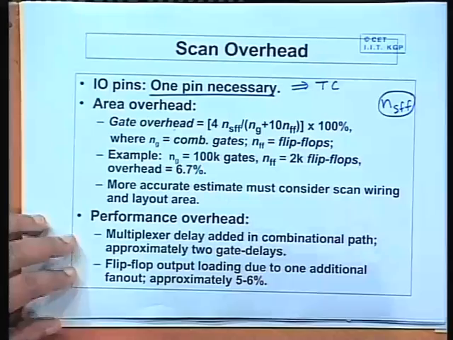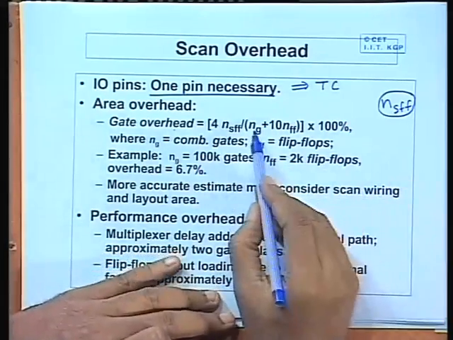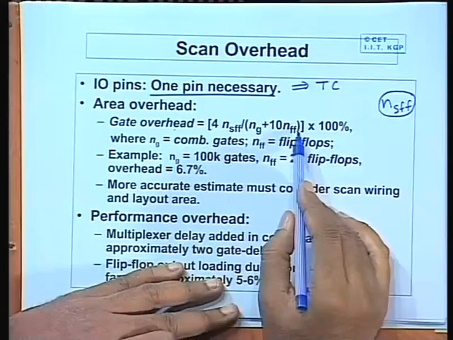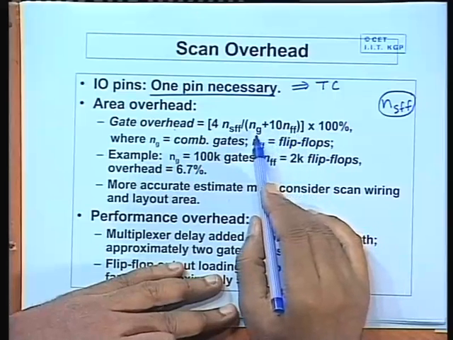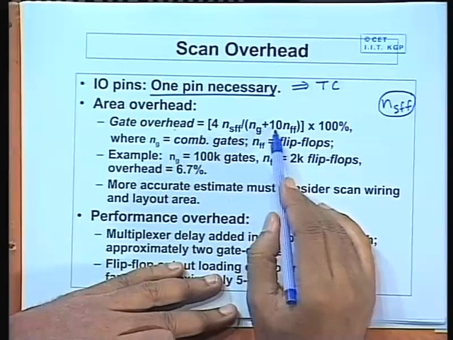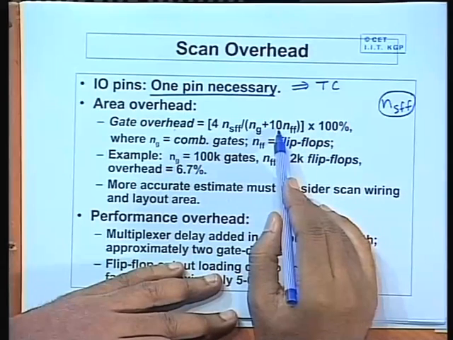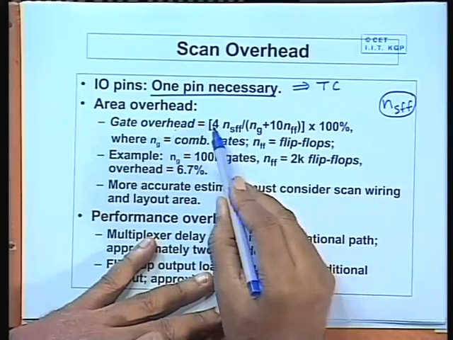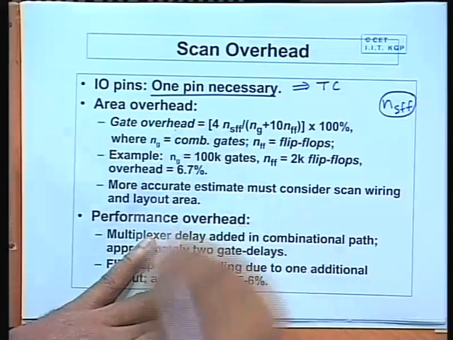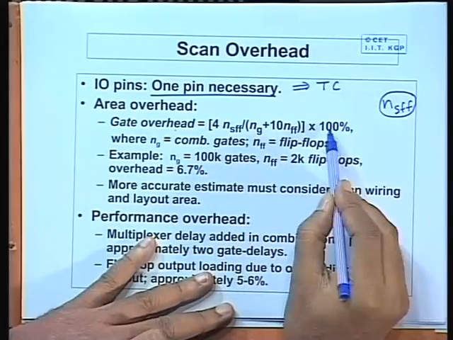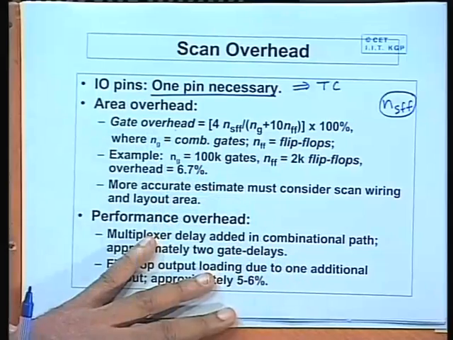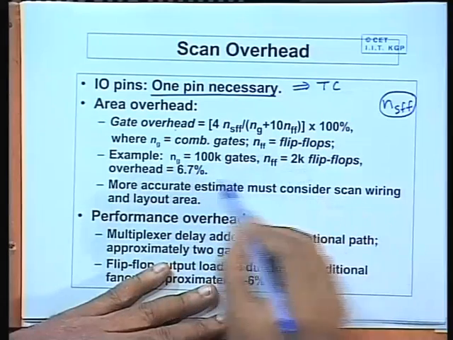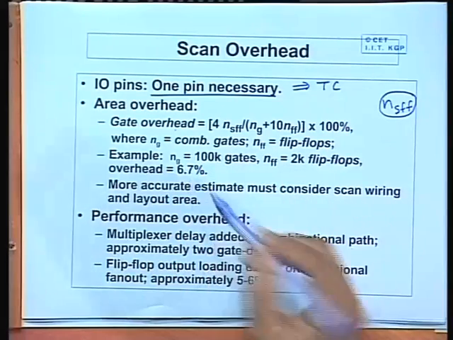So, with this input, you can calculate the gate overhead like this, where Ng is the number of gates in the combinational logic. Earlier without scan, the number of gates was Ng plus 10 into the number of flip-flops, because each flip-flop had 10 gates. But now after converting into scan flip-flops, you need 4 into NSFF additional gates. Each flip-flop requires 4 gates. Taken as a percentage, this can be defined as the gate overhead. Just as an example, if you have 100k gates in the combinational logic and 2k flip-flops, then the overhead comes to around 6.7%.